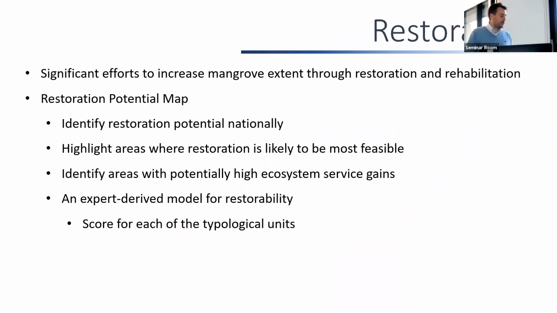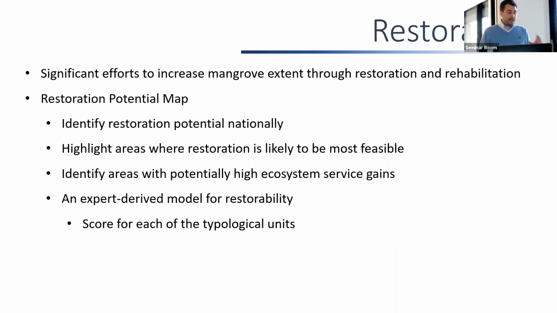The final one in this section I want to go on to is some work that I led on restoration. There's been significant efforts to map mangrove extent, increase mangrove extent through restoration and rehabilitation. And we were tasked with creating a restoration potential map. The aim was to identify a national scale restoration potential for all the countries in the world. The aim was to highlight areas where restoration is more or less feasible, and also link that to ecosystem services to highlight potentially high gains from restoration.